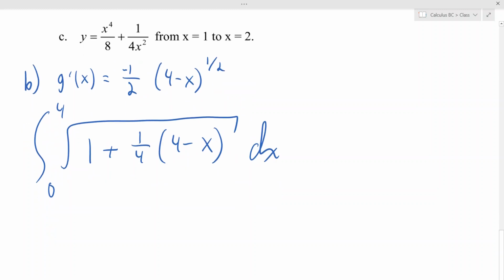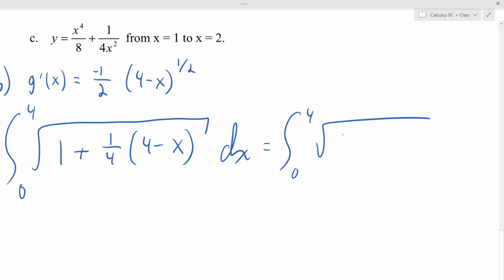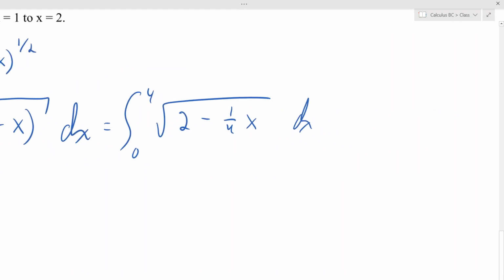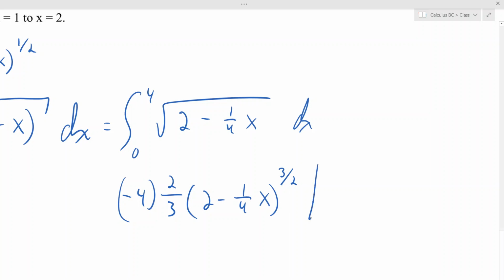That all simplifies down if you distribute the 1/4. The integral from 0 to 4 of the square root of, the 1/4 and the 4 become a 1, so that's 2 minus 1/4 x dx. The integral of that is to the 1/2, so we get 2 minus 1/4 x to the 3 halves, times 2/3 by the power rule, but also times a negative 4 by the chain rule. Because when you differentiate, you multiply by negative 1/4, and that deletes it out. You can also do a u sub there if you wanted to.